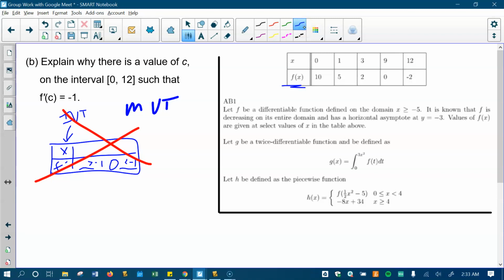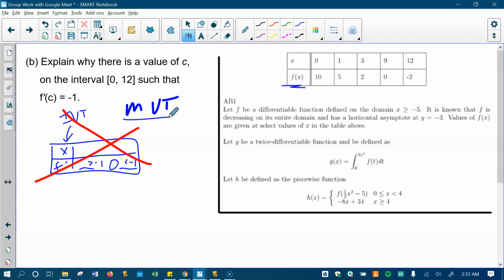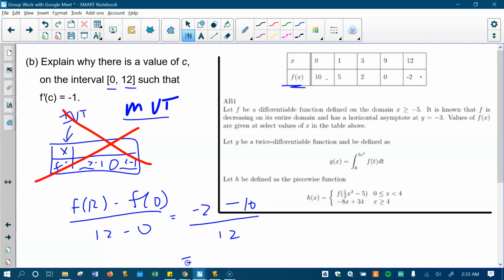For the MVT, first I want to make sure that the slope of the secant line, because that's what the MVT states, equals the slope of the tangent line on that interval. So let's plug in f of 12 minus f of 0 over 12 minus 0. F of 12 is negative 2 minus f of 0, which is 10, over 12. It looks like we get negative 1.